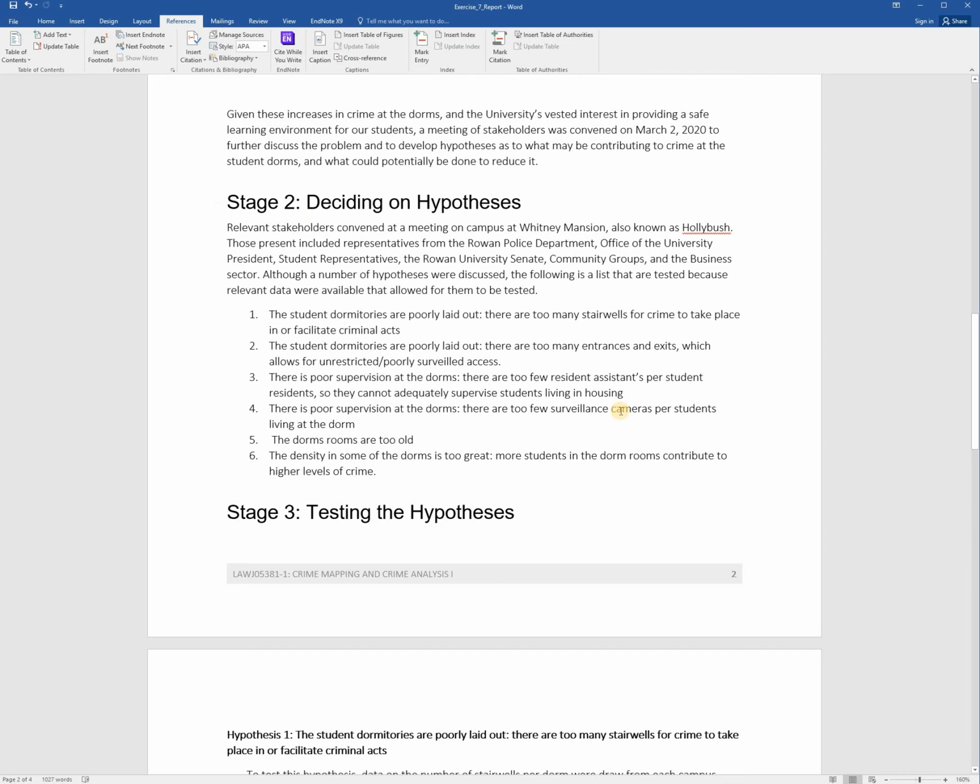Quiz question number 4. I want you to tell me what date the meeting where we convened stakeholders and decided on hypotheses was held. Right? So what date was this meeting held? And I'm circling it right here in your lecture, in your PowerPoint.